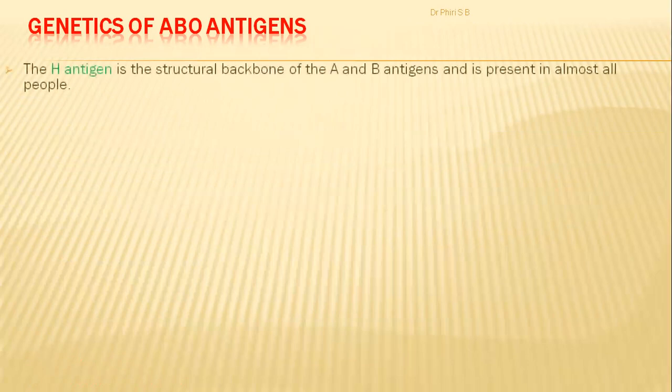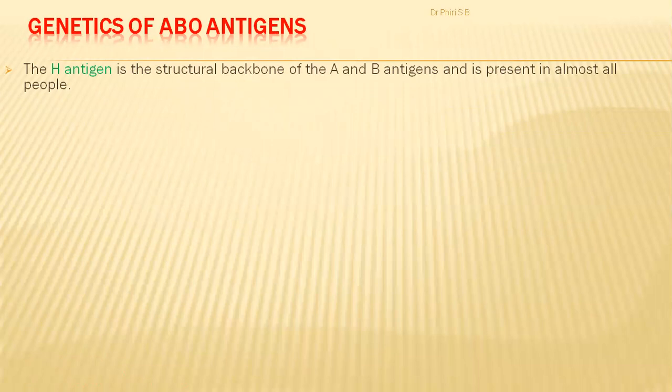Like I said, there's the H antigen. This H antigen is a structural backbone of A and B antigens and is present in almost all people. So each and every person expresses this H antigen, but this H antigen is recessive. So in the presence of the other antigens, the phenotype will be expressed depending on these other antigens apart from the H antigen.